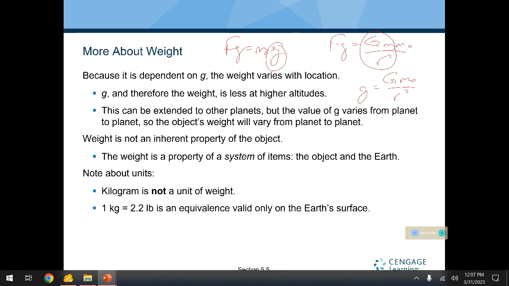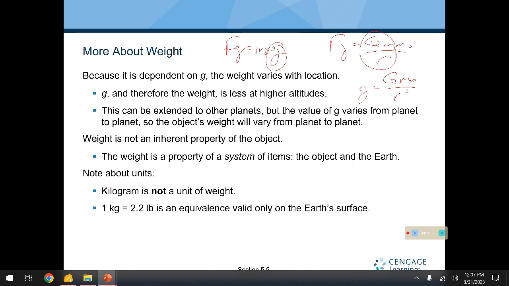Weight's not an inherent property of an object. Yep, it can change from place to place to place. Kilogram is not a unit of weight. Hey, they only say it once. This is the equivalence that they'll usually hear. Most people that know that equivalence have probably been in the weight room once or twice, because the usual ways to measure weights are pounds, which is a correct measurement of force, and kilograms, which is not a correct measurement of force. The reason why that is the equivalent and only valid on Earth is this.